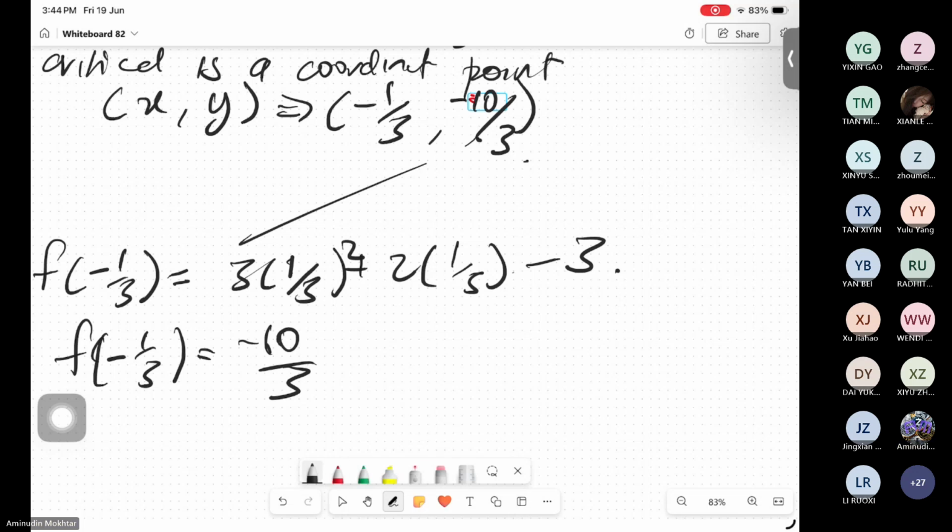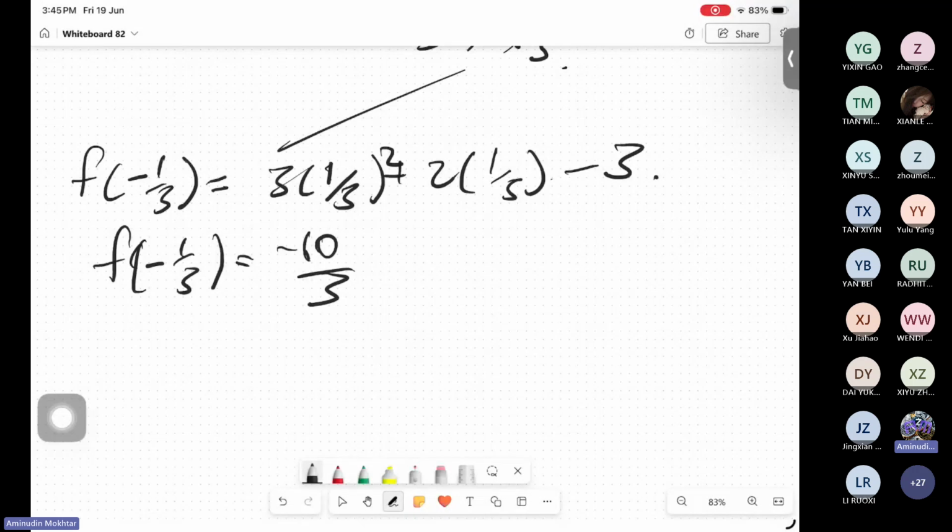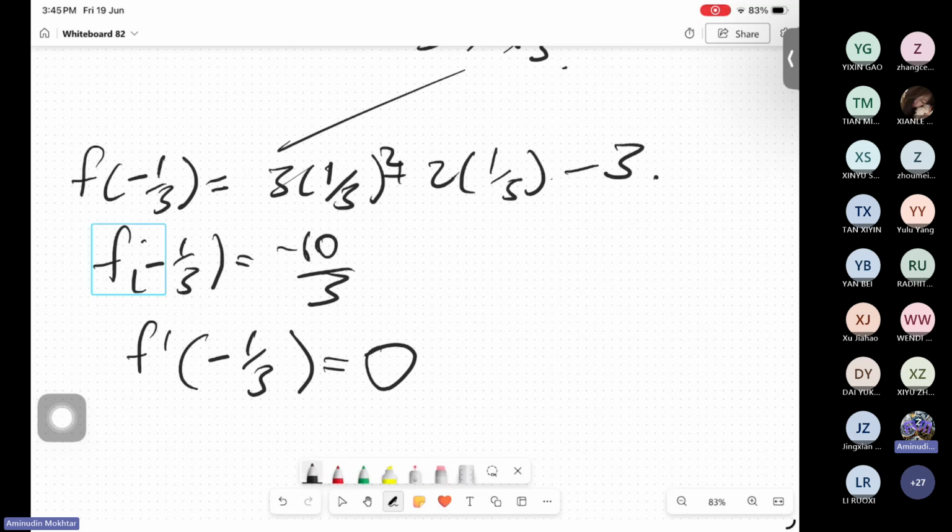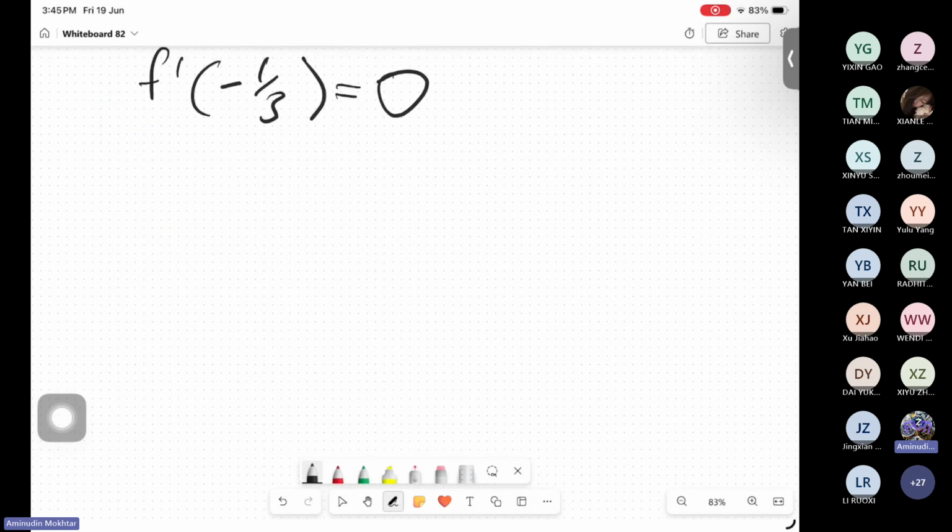Okay. So we know the critical point occurs when x equals negative 1 over 3 and y equals negative 10 over 3. At this critical point, the first derivative is equal to 0. That is the value of y, this y, not the slope. Now, for example, let's say I draw the line, I have this critical point, negative 1 over 3 for x.